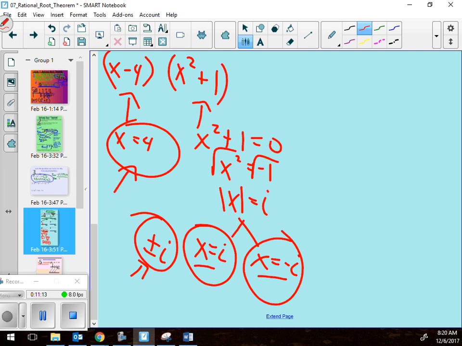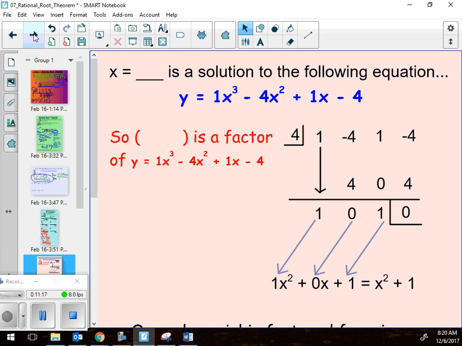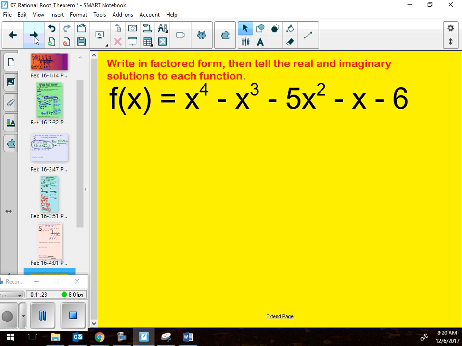All right, so that is a quick lesson. If you had to do one from the start, this would be an example of one where you'd just say, okay, I don't know what goes into it, but I could do my rational root and figure out what the possibles are, and then I could test a bunch of things.